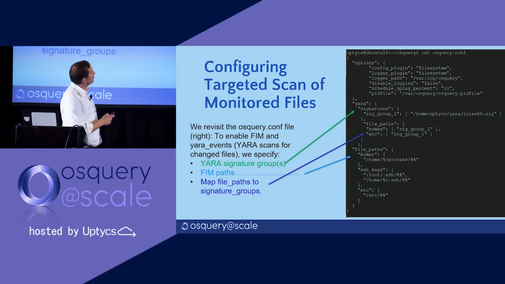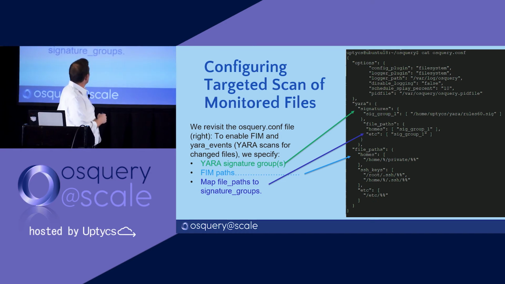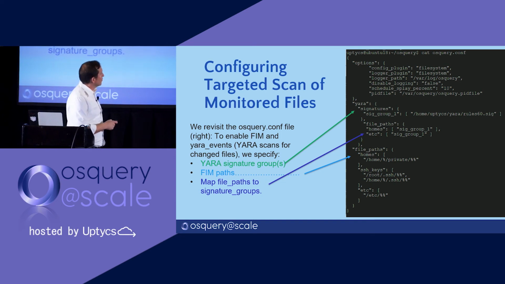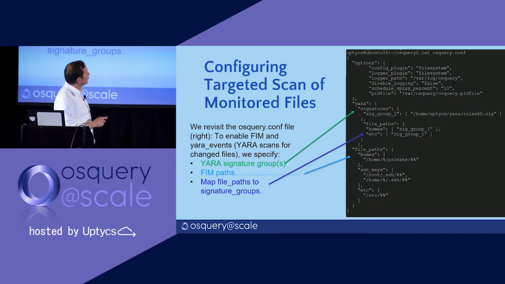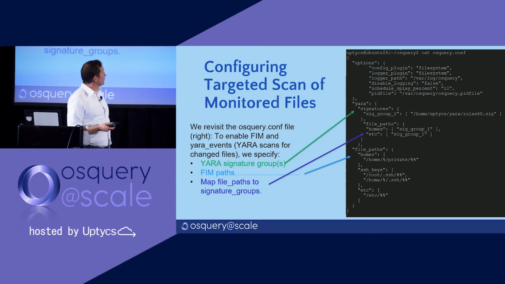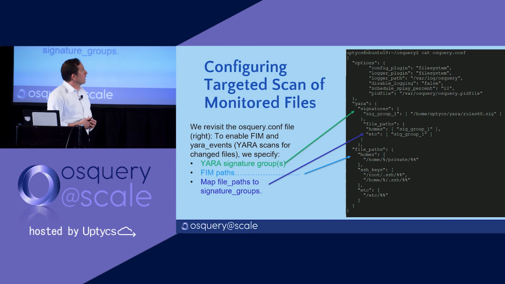Once you've defined your signatures, you then define the FIM paths, the file paths. In our case, we're monitoring the home's private directory, some SSH keys, and the etc directory. But these groups can be whatever you want, and then finally you have to map those groups to the YARA SIG groups. That's what we do here, where we say the homes directory is going to have SIG group 1, which is this set of YARA rules. And for the etc directory, we're going to have this SIG group, which is the same one, but it could be a different one. So it's a very simple setup inside of your osquery conf.